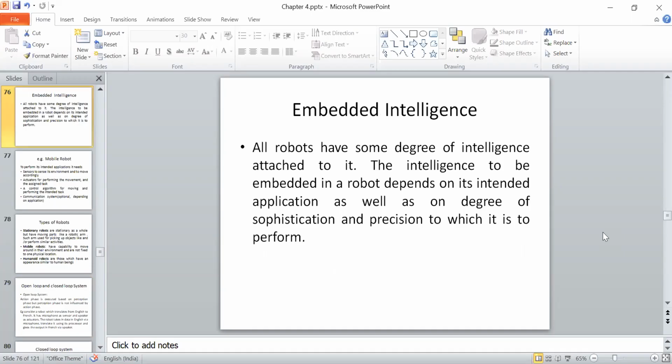Now the third thing is the intelligence. So intelligence come in between the sensor and the actuator. That is the main brain of your robot.